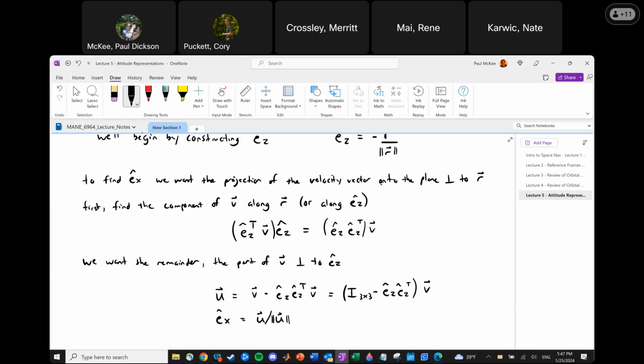Velocity projected onto the plane perpendicular to EZ gives us some intermediate vector U. We normalize that to find EX.